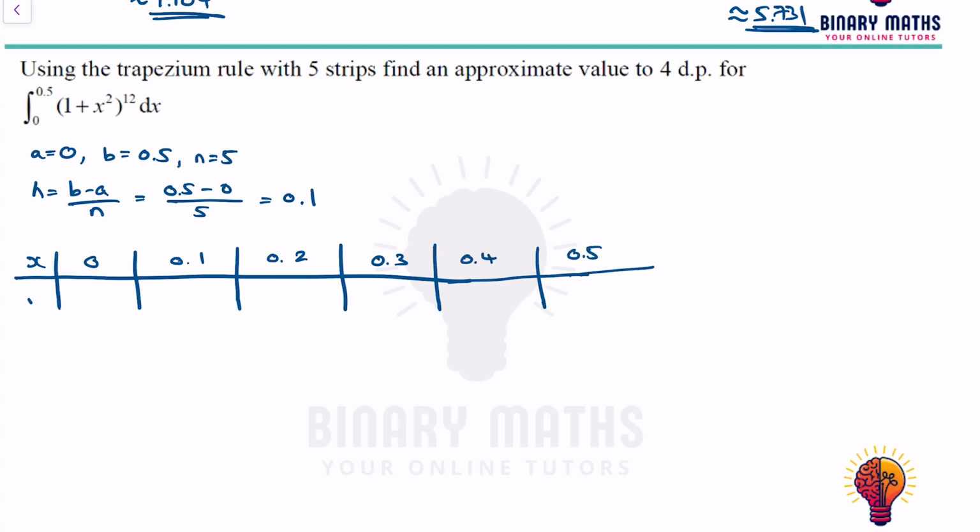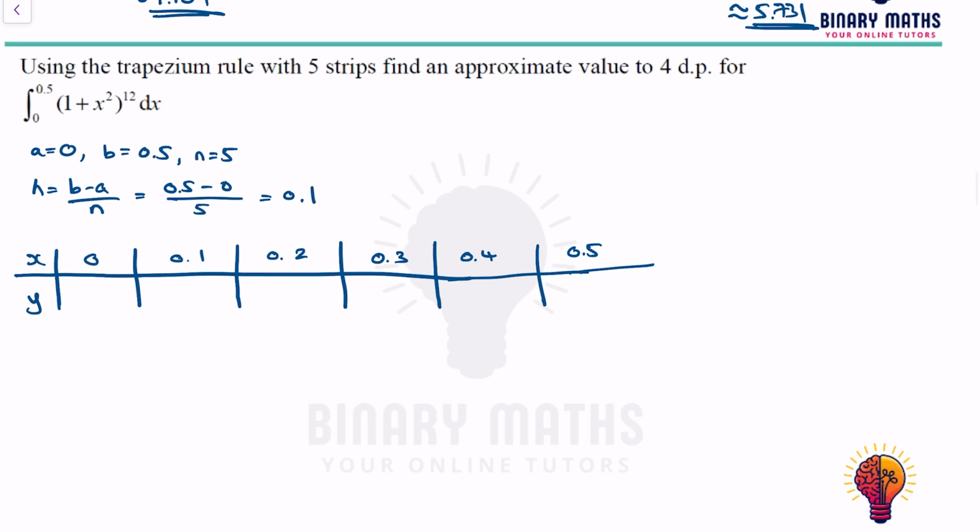Now I need to substitute these x values into my function, which is 1 plus x squared to the power of 12. So I substitute 0 in, I get 1. Now I want the final answer to be to 4 decimal places. So when I'm rounding these answers, I need to do it to 5 decimal places. Make sure you hover on the y value in your calculator, and then it'll give you the non-rounded answer. And then round it to 5 decimal places.